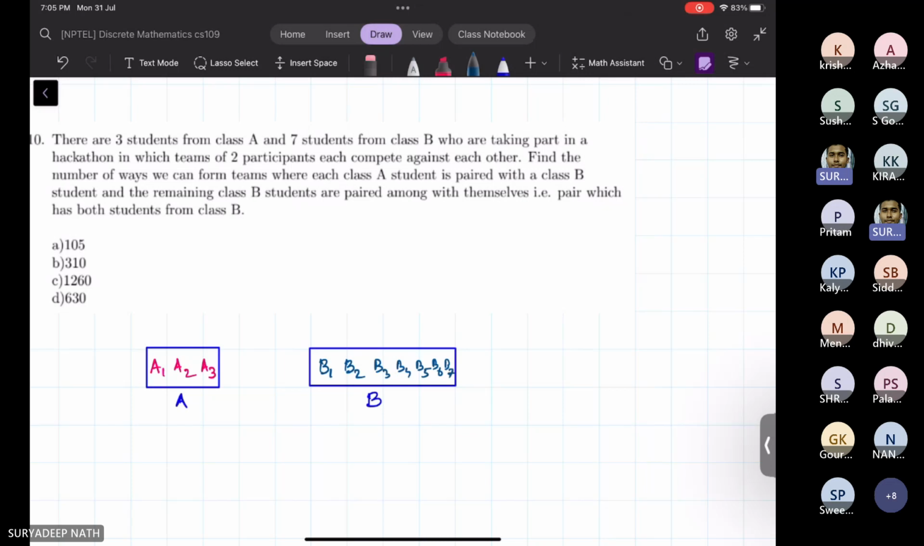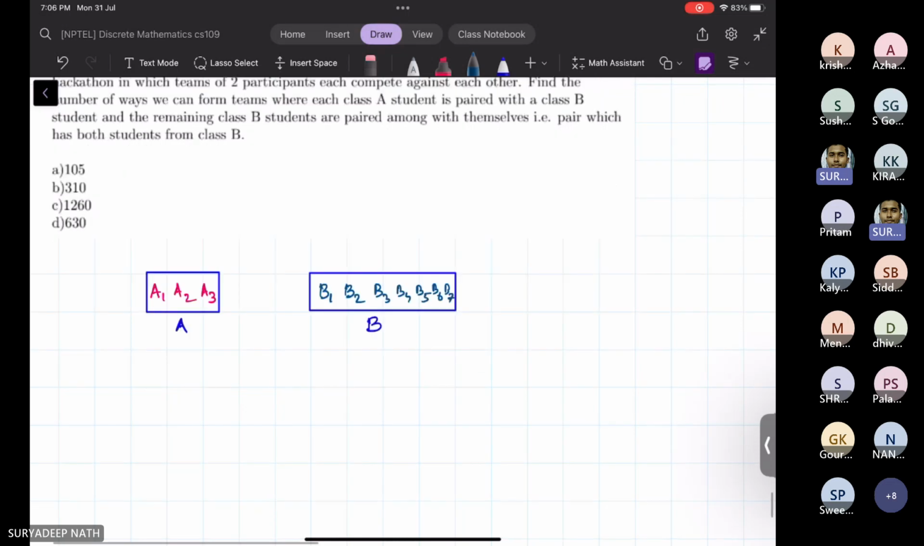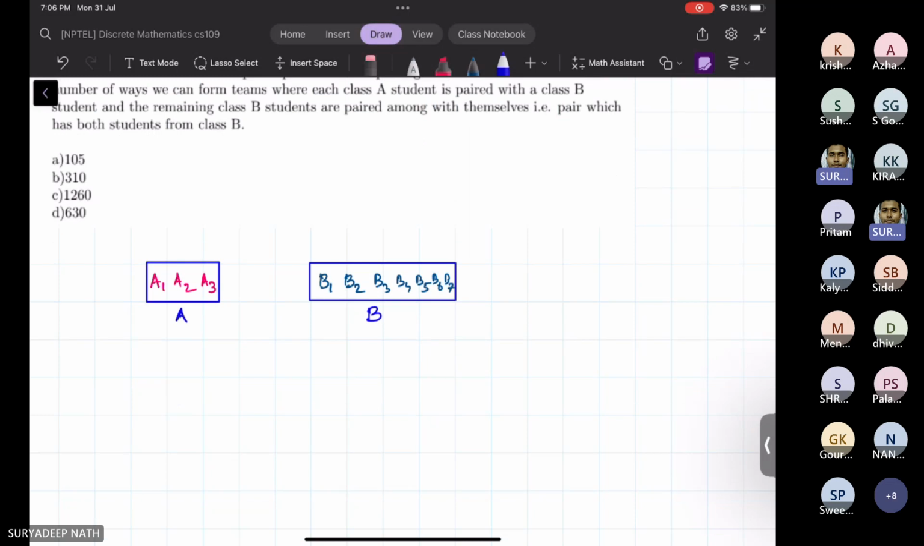They are taking part in a hackathon where they have to form teams of two participants and compete against each other. Find the number of ways in which we can form teams where each class A student is paired with a class B student, and the remaining B students are paired among themselves. So there will be teams that are a mixture of A and B, or both are from B. There won't be any teams where both are from A. Okay, now let us proceed to solve this question.